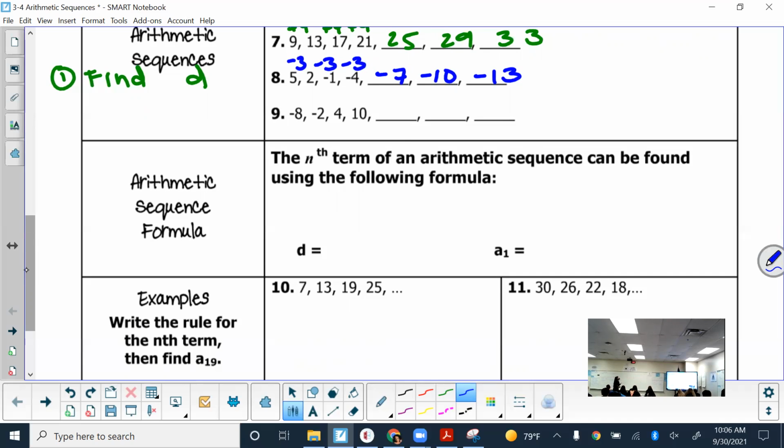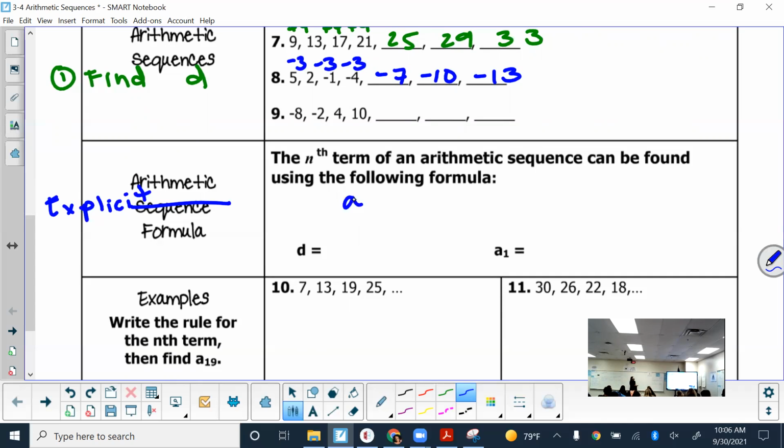No. So what I'm going to show you down here is what's called the explicit formula. So I changed this on your paper to say explicit formula. Because this formula can help you solve for any term. All right, here's the formula.